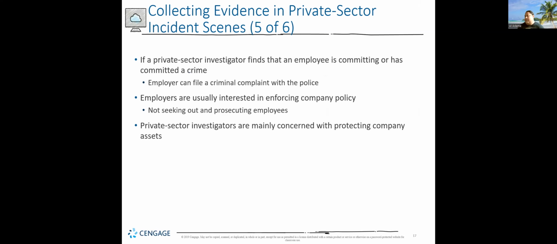Okay. So slide 6: if a private sector investigator finds that an employee is committing or has committed a crime, employers can file a criminal complaint with the police. So that's if they intentionally damage their equipment, or delete the folder that had all the data they needed to work on something, or intentionally cause mischief or actual computer harm. This is what's referred to as an insider attack.